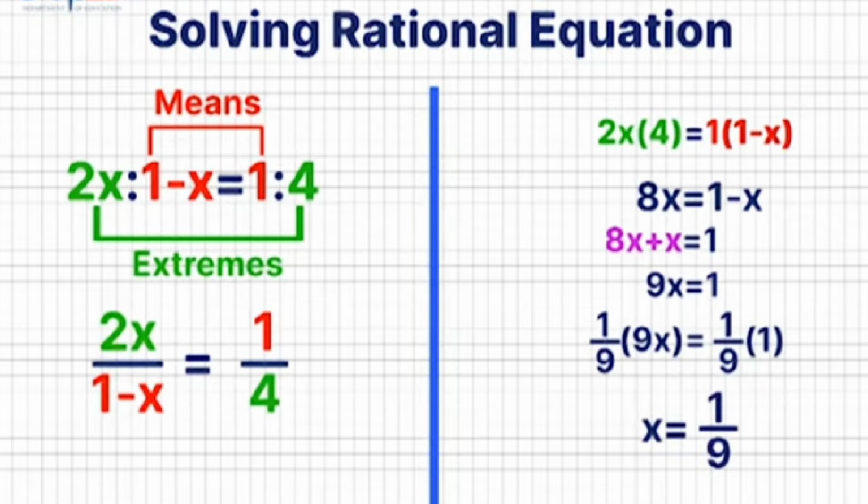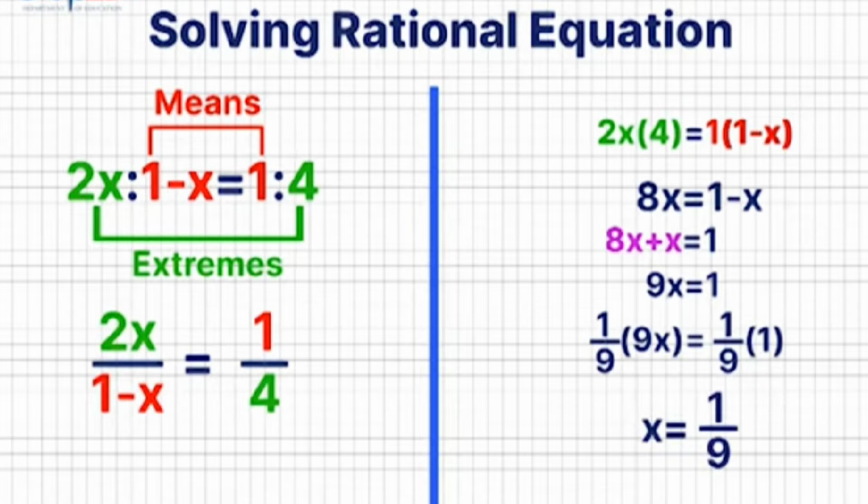In here, we have 2x times 4 equals 1 times the quantity 1 minus x. 2x times 4 is 8x, and 1 times 1 minus x is 1 minus x. We'll have 8x equals 1 minus x. Let us solve for x by the addition property of equality. We add positive x to both sides of the equation for us to have 8x plus x equals 1. Combining like terms, 8x plus 1x is 9x equals 1.